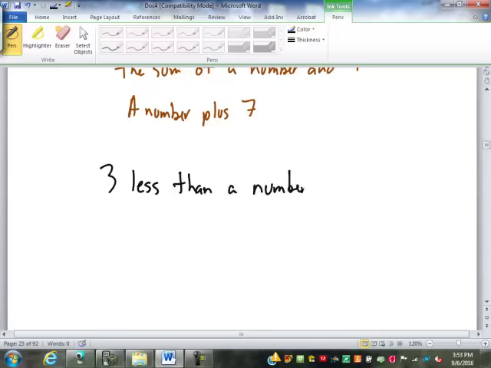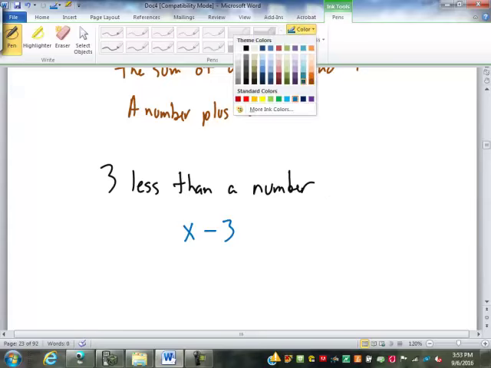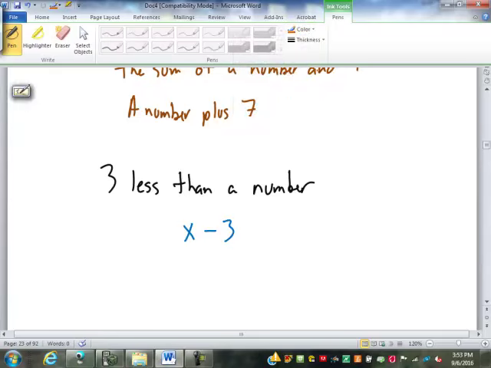Three less than a number. Well, not 3 minus X. 3 less a number would be 3 minus X. 3 less than a number implies the 3 has been taken away from the number. So X minus 3. That one's always kind of tricky just because the wording is a little weird there.